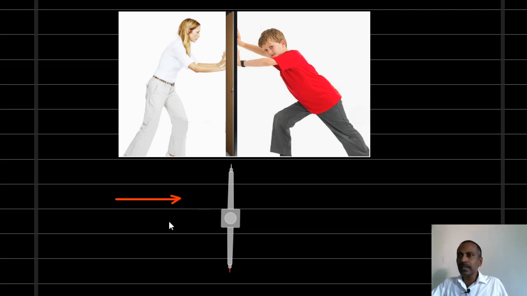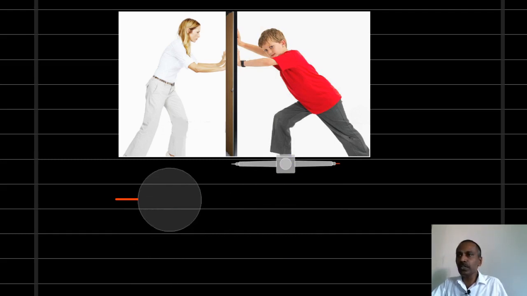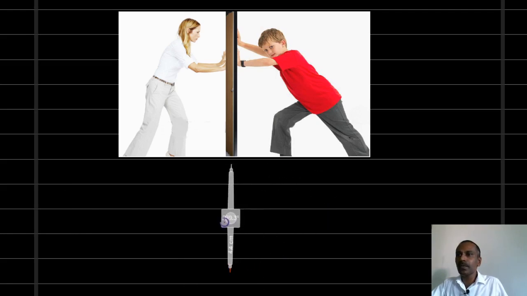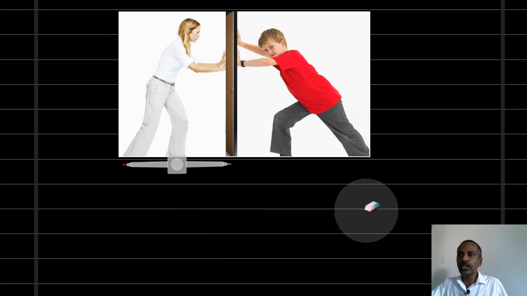Now let's consider the force from the mom side alone. Suppose the boy suddenly jumps back. Now this door will rotate in this direction, or the door will swing in this direction. This is due to the moment of the force from the mom side. Now we consider the force from the boy side alone. Suppose the mom jumps back quickly. Now this door will swing in this direction. This is due to the moment of the force from the boy side.